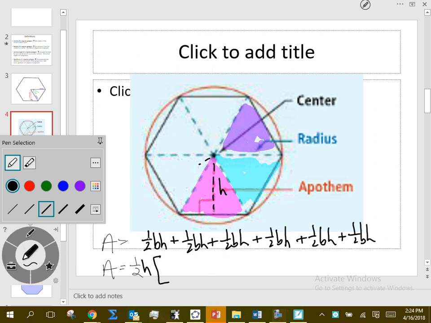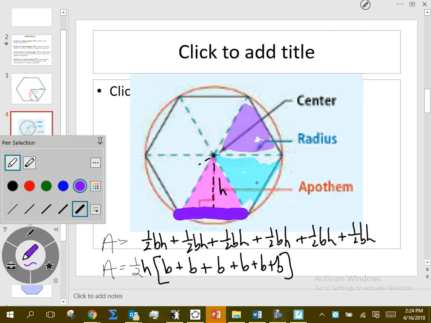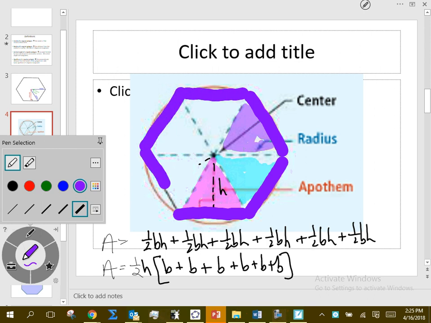So if I factor a 1/2 H out of this thing here, what are you left with? B. If you do that here, what are you left with? B. How many B's are you going to be left with? 6. Now let's look at our B's. So this was, let me color them here, that was B for that triangle. That was another B for that triangle. That was another B. That was the 4th one. That's the 5th B. And that's the 6th B.